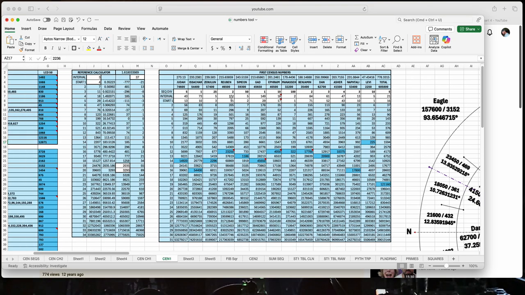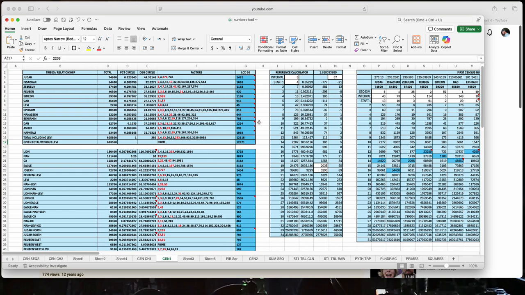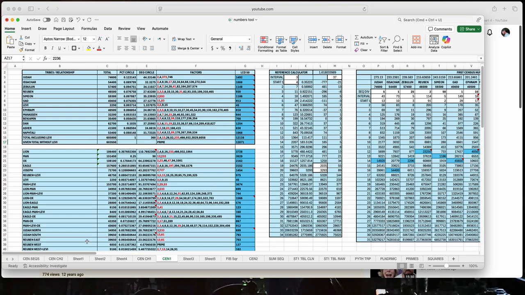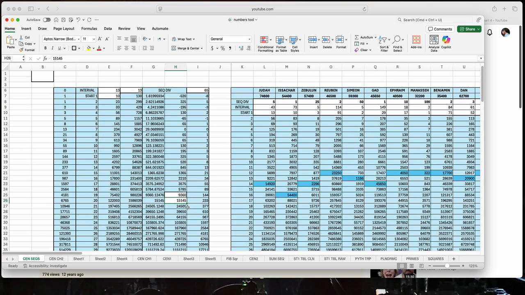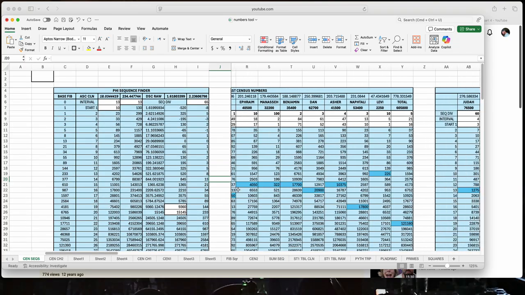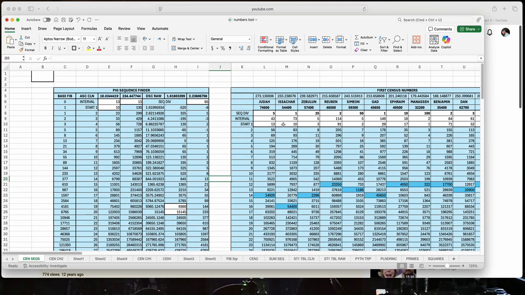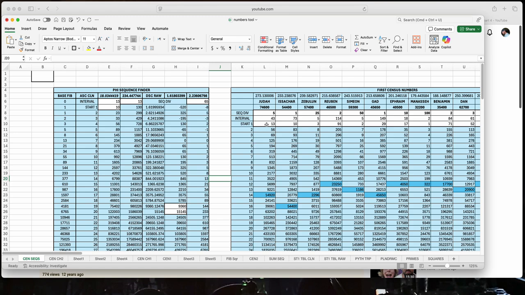So again, what I do is I'm creating this sort of sequence finder and finding these connections to some of these numbers by 5 that you wouldn't normally find. And then when you do, you start recording all of this data. So we're going to say, okay, we're finding a sequence for Judah. We're going to put his number in, plug it in, find the preceding number, and then find out what our interval and start is.